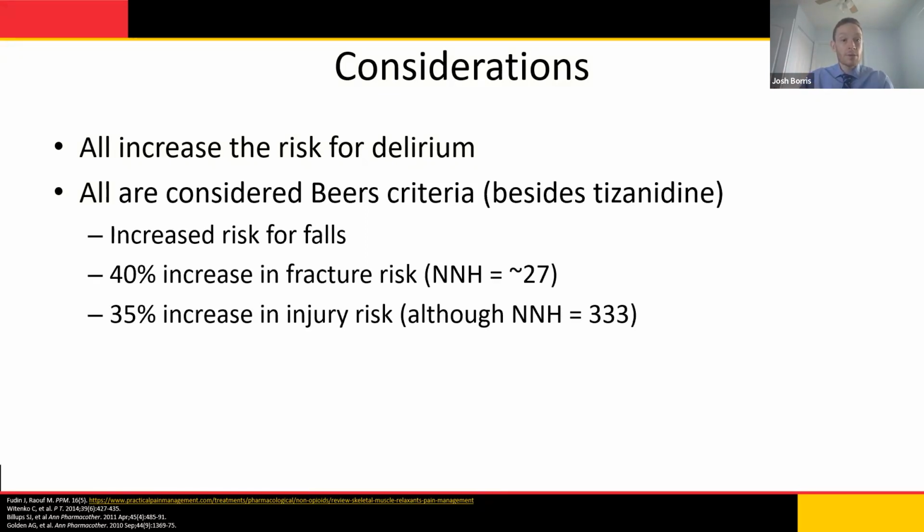So considering something else, all are on the Beers criteria besides tizanidine, and I don't fully agree with tizanidine not being on the Beers criteria list. And we'll talk a little bit about why I disagree with that. But they all increase the risk for falls. And again, this could be going back to their anticholinergic effects, their sedating effects, even if it's not anticholinergic, as well as their drug interactions with other sedating medications that can cause further sedation. They have a 40% increase in the fracture risk.